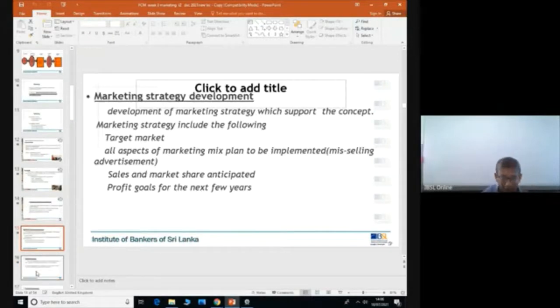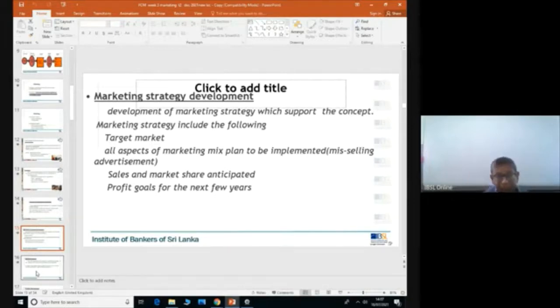Fourth step. Now you decide your concept is okay, so you have basically developed the product attributes and things like that. Now you're going to look at what is the marketing strategy I'm going to use to introduce this product. Who is my target market? As for the children's savings account, maybe the children themselves, as well as parents or guardians. That is your target market.